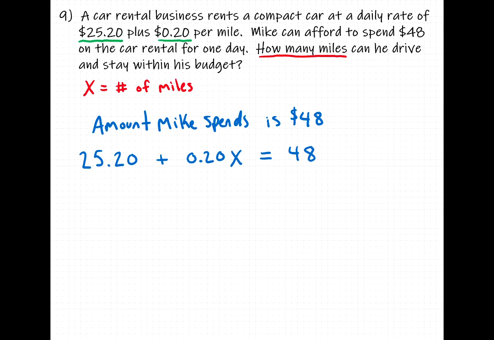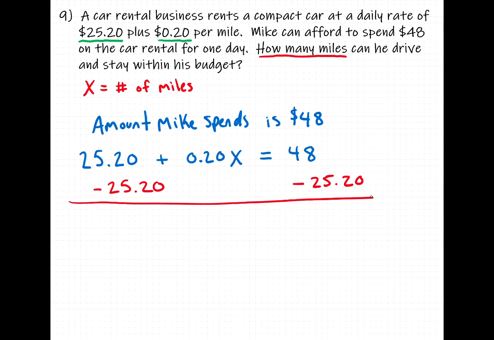So on the left-hand side of the equation, we have to get rid of the 25.20, and we have to get rid of the 0.20. So we'll start off with the opposite of a positive 25.20, which is a negative 25.20. So we'll subtract that from the left-hand side, and whatever we do to the left, we have to do to the right. So we'll subtract 25.20 also from the right.